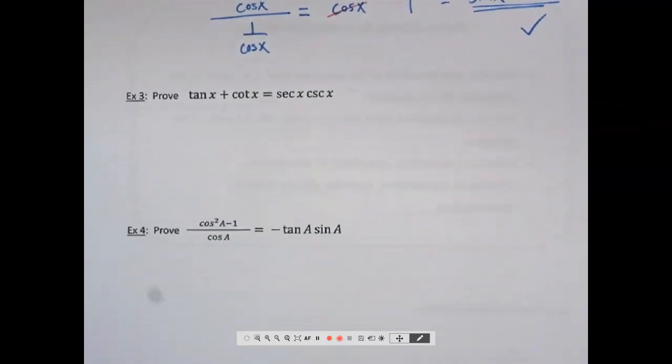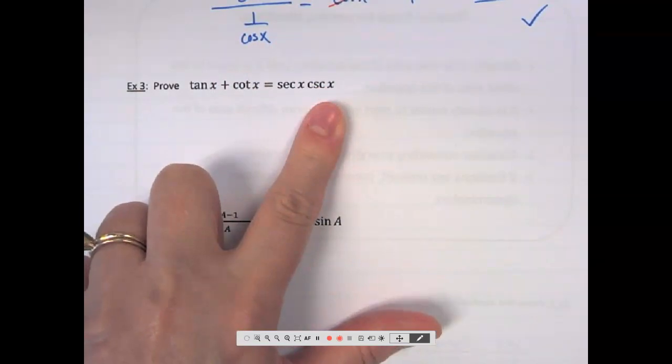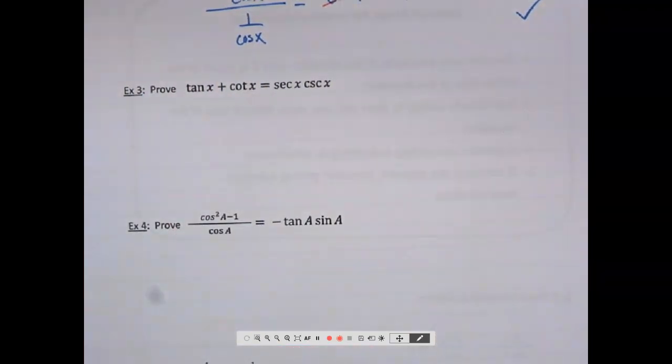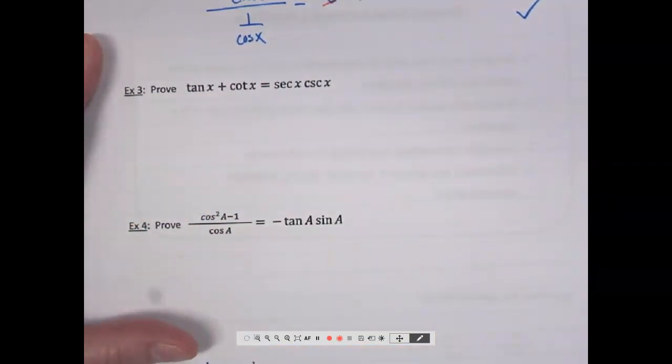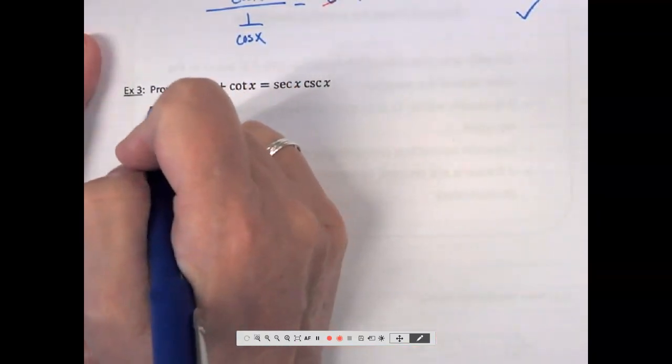Okay, now this one's a little tricky in that what do you think is the more complicated side? Think of which one you have more to work with. I would think the left. The right I could change to 1 over cosine, 1 over sine, but that's not going to be that, is it? So let's work with the left, and let's see if we can get it to equal secant cosecant. All right, so tangent plus cotangent, that's not a Pythagorean identity or anything like that. So I'm going to go back to that rule, change to sine and cosine.